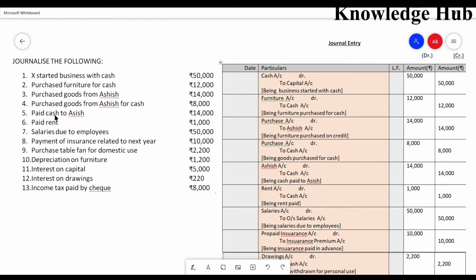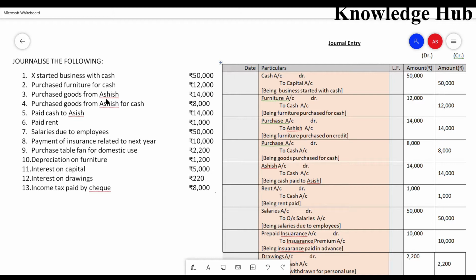Let us move into the next transaction. Purchased goods from Ashish for rupees 14,000. The two accounts that are being affected are goods and Ashish. Goods being a real account must be debited. And since it's not mentioned that I have purchased my goods in cash, the account being affected instead of cash will be Ashish. That means the transaction states it is a credit purchase from Ashish.